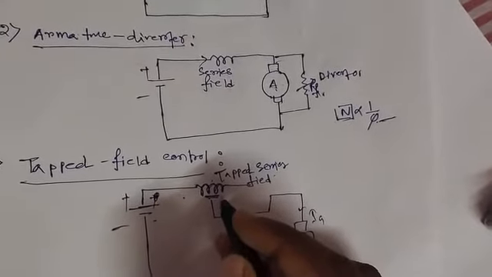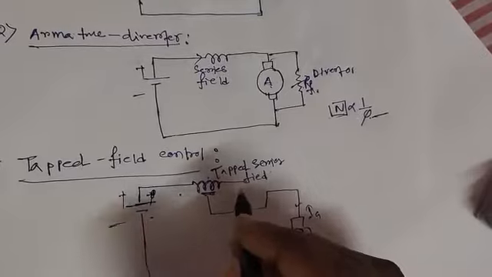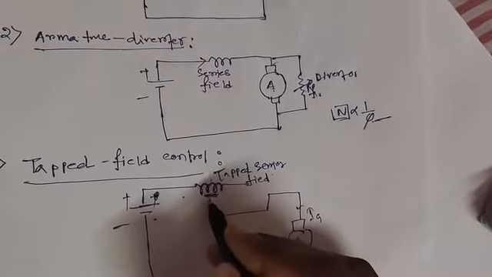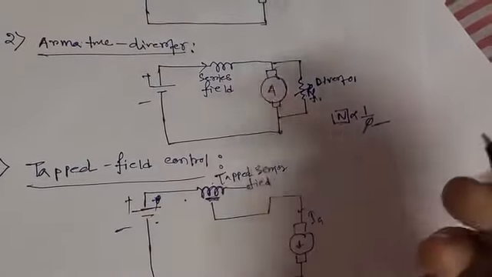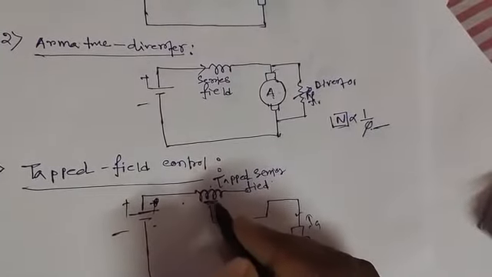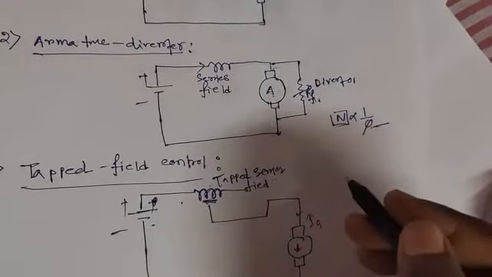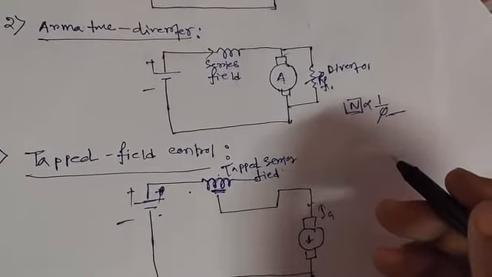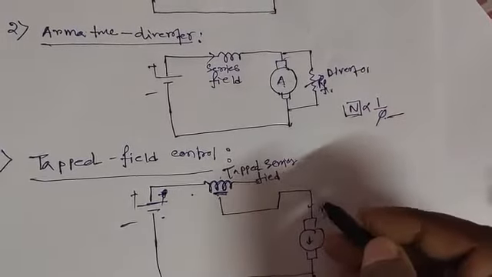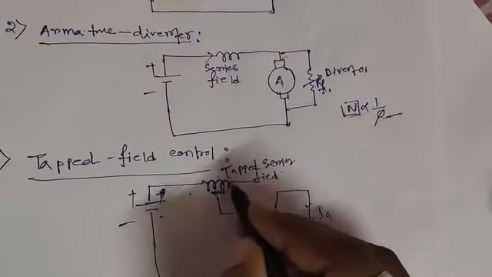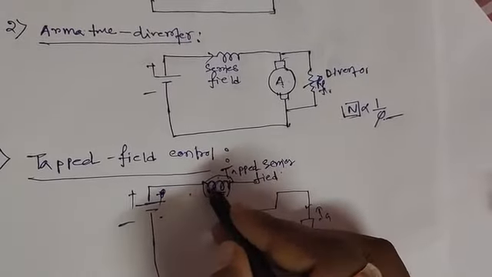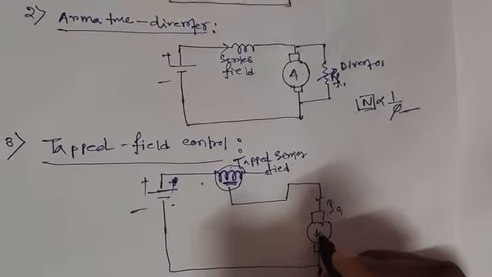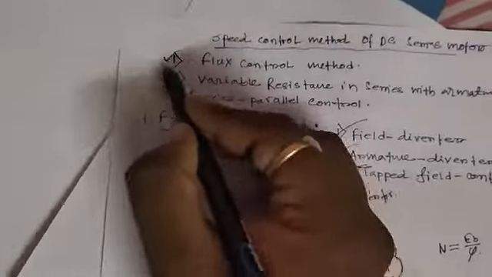Thus we can select different values of phi by selecting different numbers of turns. When the number of turns increases, the current decreases. When the number of turns decreases, the current flowing increases, and the flux increases, so the speed decreases. This tapping of the series field controls the armature speed. The flux control is now complete.